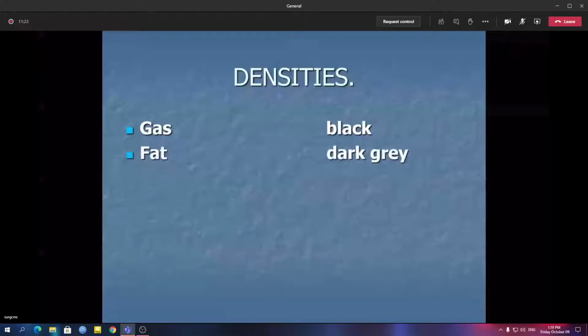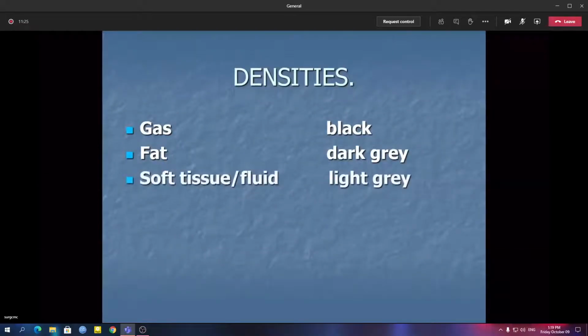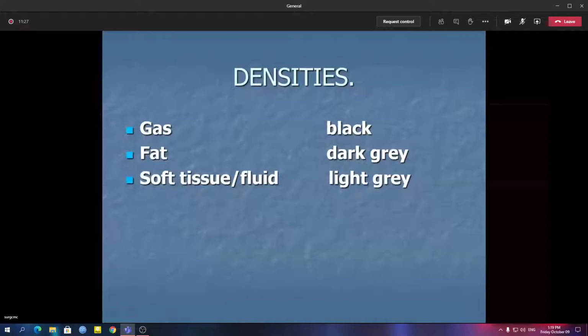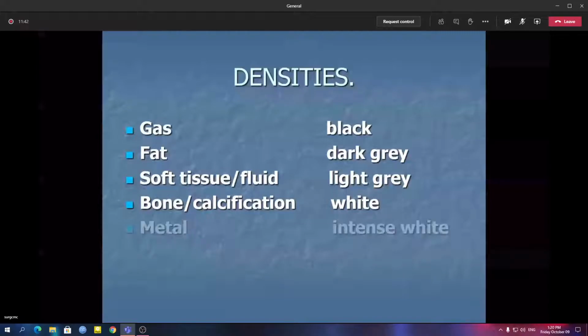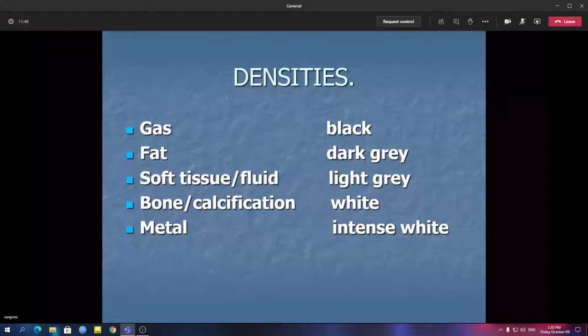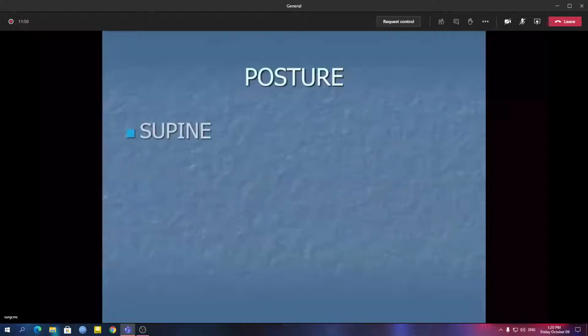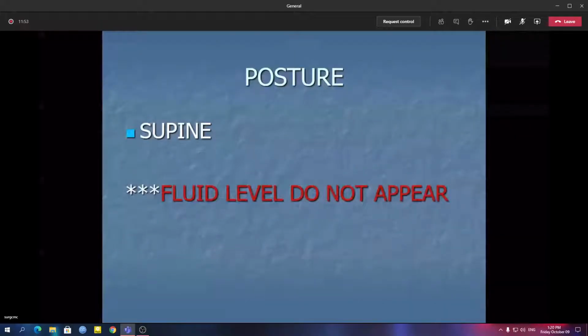Now, in X-ray, what we see? We see different grades of black and white actually. So what we see, the gas is black, fat grey, dark grey, soft tissue fluids, etc., light grey, and bones and calcifications, if at all are there, they are white. I mean, in orthopedics, of course, the bones are always white. And metal, if patient has got any metal implants or anything like a pacemaker or whatever, those come as intense white.